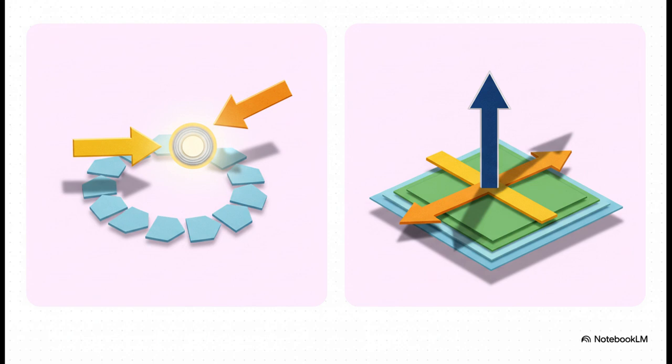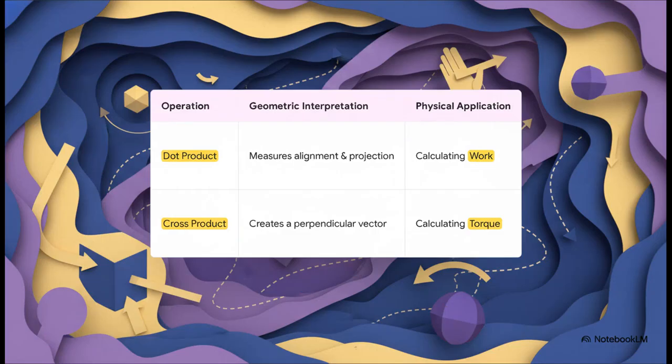Then you've got the cross product, which is a completely different beast. It takes 2 vectors and gives you a brand new vector, one that's perfectly perpendicular to the first 2. It's all about creating a new direction out of thin air. So why on earth do we need both? Well, because they describe completely different physical actions.